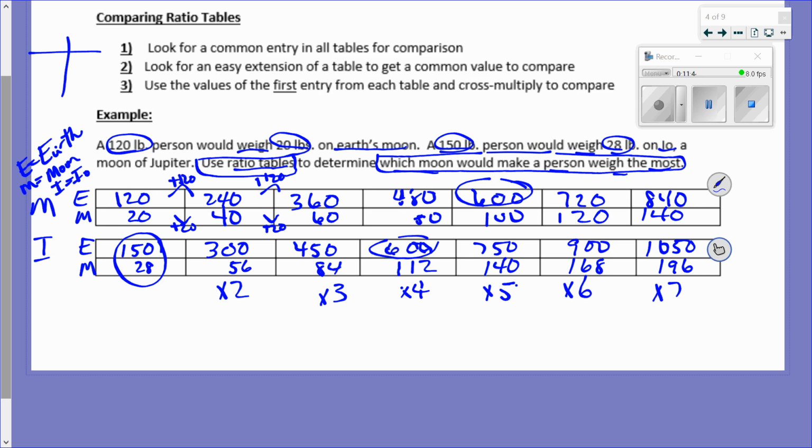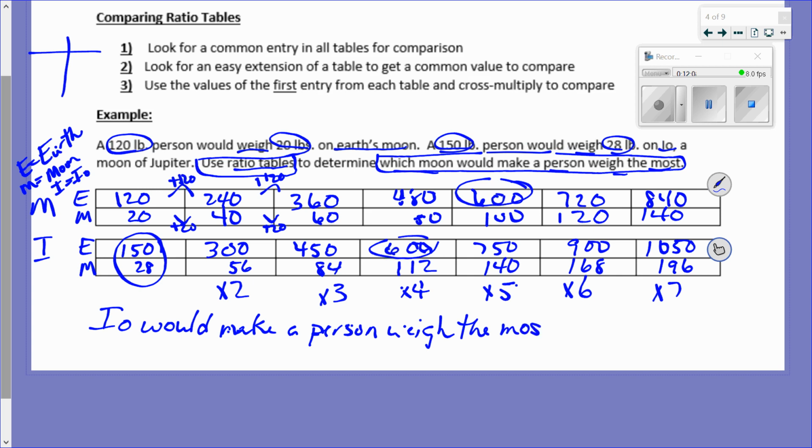Allie? The bottom one. Io, right? So, again, because it's a word problem, we'll answer in a full sentence. Io would make a person weigh the most. Questions on that? Okay, I do want to point out something though.